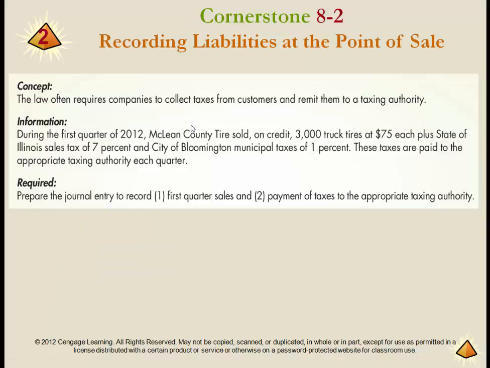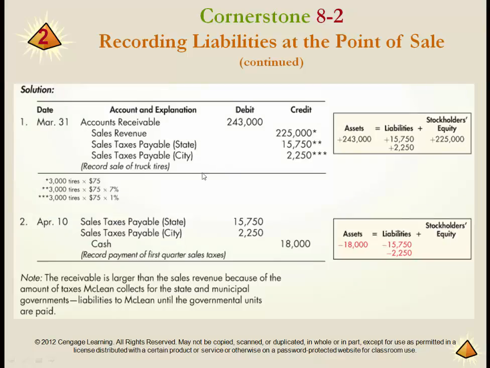And here's the numbers example of that. This one's a little bit more confusing because it's got state and local municipal taxes. But you notice what it did is they sold 3,000 truck tires at $75 each. So you're going to multiply these two together, and then we're going to add another 7%. We're going to multiply 3,000 times $75 times 0.07 to get the state sales tax, and 3,000 times $75 times 0.01 for the local tax, the city of Bloomington, Illinois.